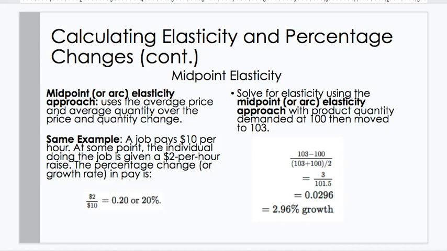Solve for elasticity using the midpoint or arc elasticity approach, with product quantity demanded at 100, then moving to 103. That's 103 minus 100 over (103 plus 100) divided by 2. So we take 3 over 101.5 and we get 0.0296, or 2.96% growth.